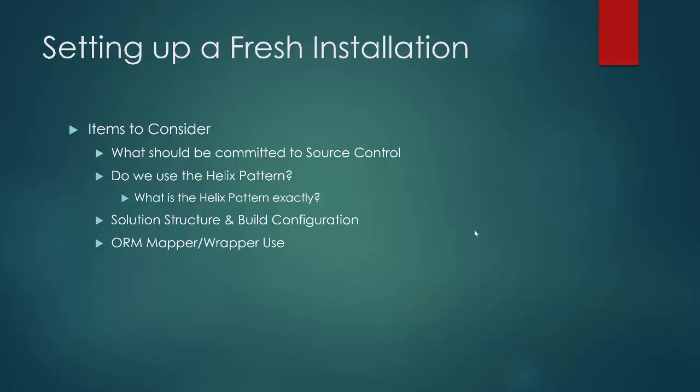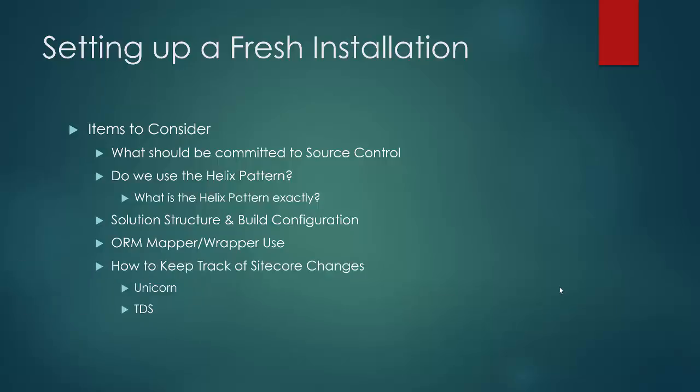Next up is the ORM mappers and wrapper use. I highly recommend using an ORM mapper or wrapper. There are several out there, such as Glass, Synthesis, and Fortis. Those are the big three. By default, Sitecore does not come with this support. If you're wanting to do unit testing or just have more strongly typed properties and classes that represent your templates, then I would definitely recommend the ORM mapper or wrapper use.